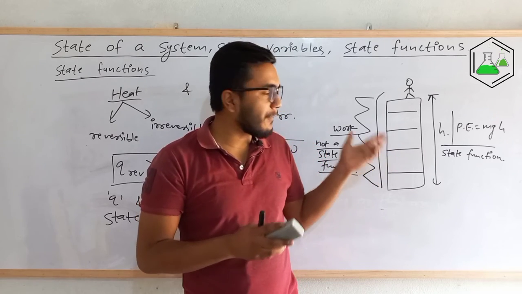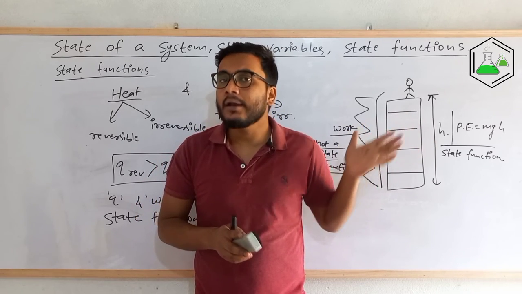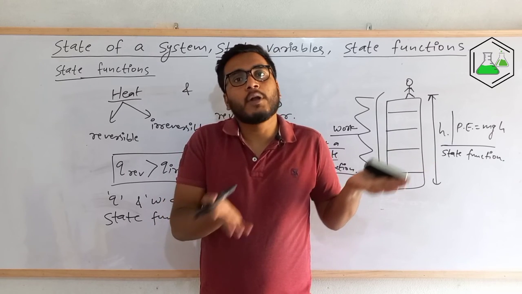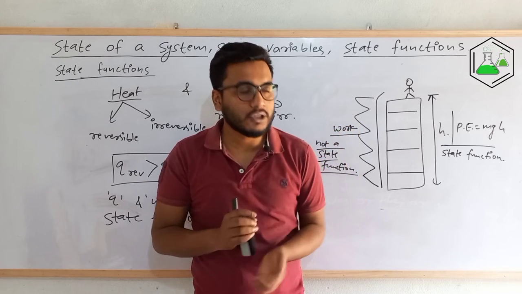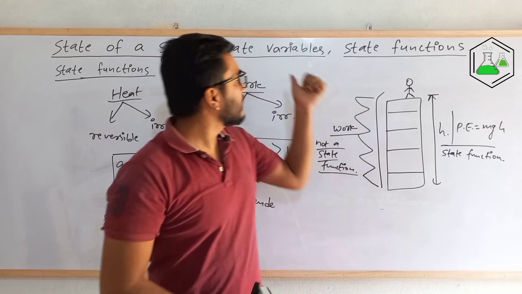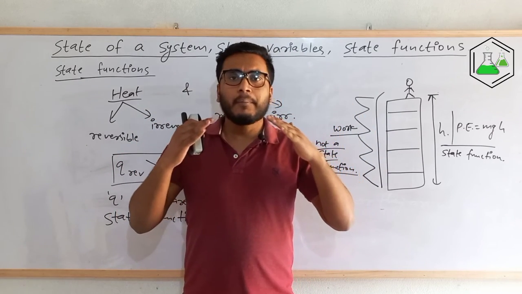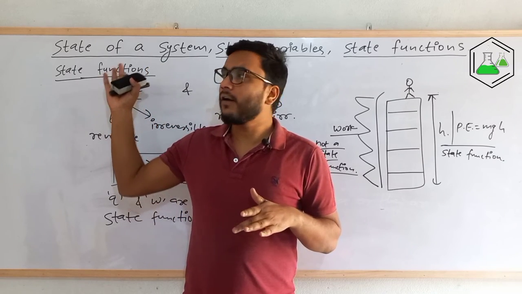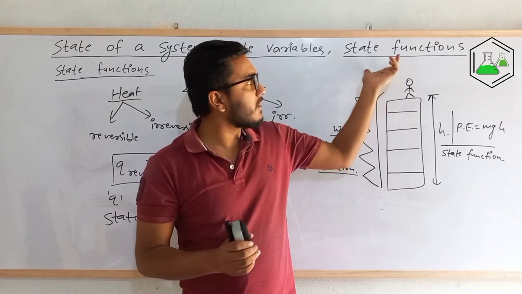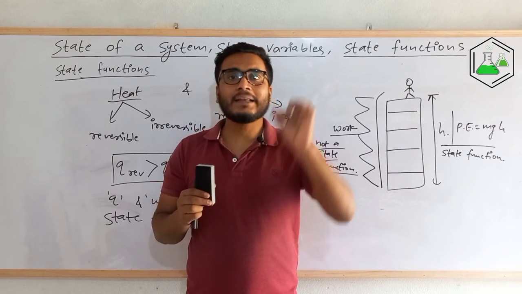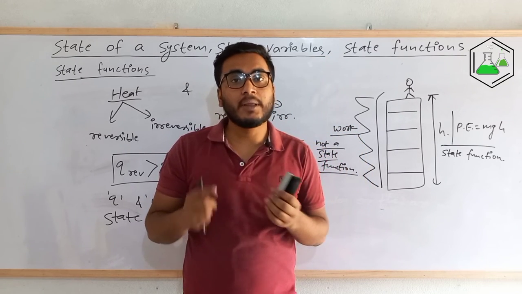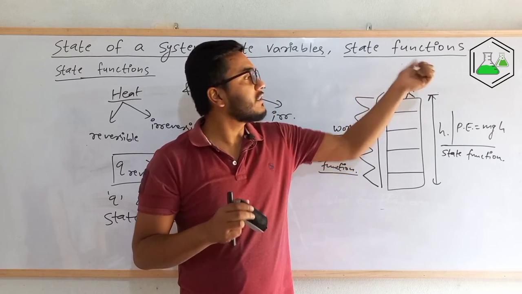Like we took the example of water being boiled, right? When the temperature increases, the volume also increases. And sometimes pressure also increases if we don't keep the pressure constant. So state variables are the properties of the state of a system. Now, state functions are those state variables which depend only on the initial and the final state, and they do not depend on the path followed. They are called state functions.